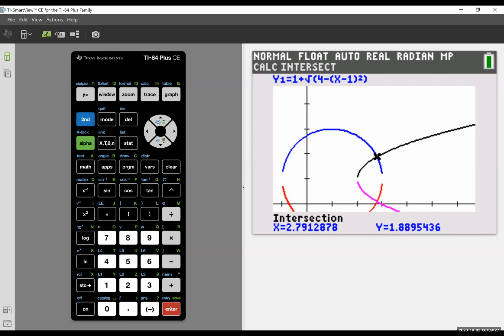So usually if we are rounding to the nearest, I think it's 100th, I'll write down what I have with 4 decimal places just in case.